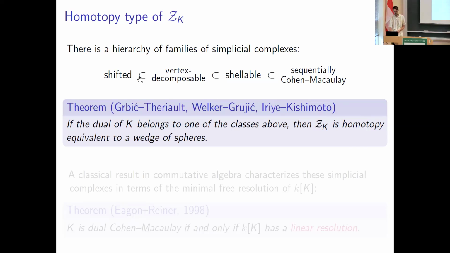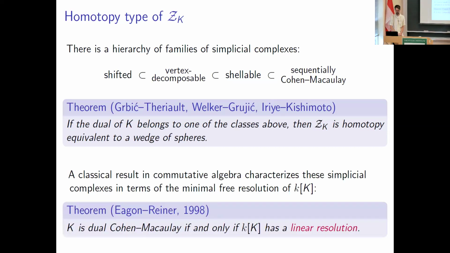So these first two or three are some very rigid combinatorial definitions I won't give you right now. And then it was realized that these all fit inside of this much bigger class of sequentially Cohen-Macaulay complexes more generally. And the definition there is a bit more loose and homological as opposed to combinatorial. But none of these proofs use the following classical results from commutative algebra. Eagon and Reiner showed that K is dual Cohen-Macaulay if and only if its Stanley-Reisner ring has a linear resolution.